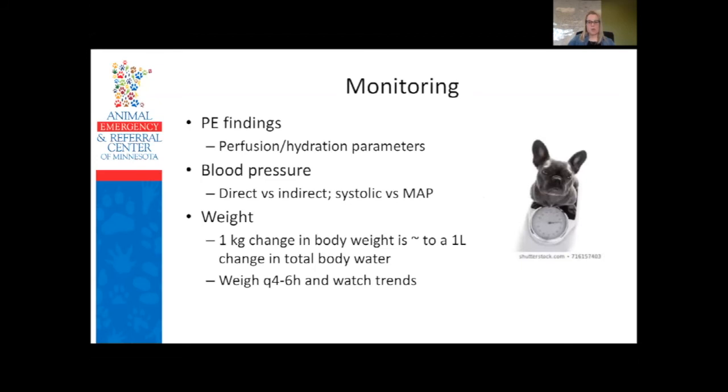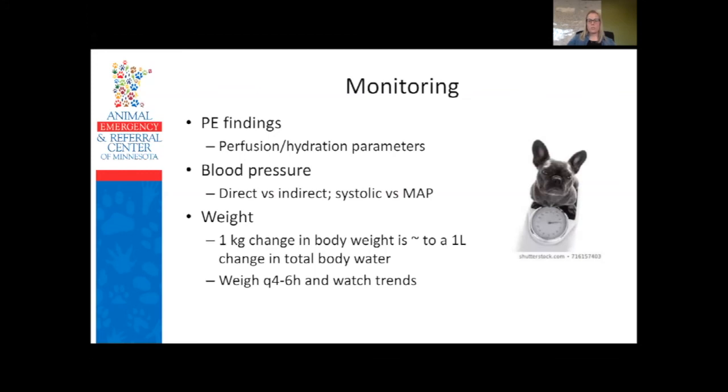So that brings us to monitoring. We're watching these patients very closely, not just during the resuscitation phase, but also during the rehydration and ongoing fluid replacement phase. At the cage side, you're able to evaluate very quickly your physical examination findings. What are your perfusion and hydration parameters? I'm checking these on my patients, sometimes multiple times a shift, and adjusting accordingly.